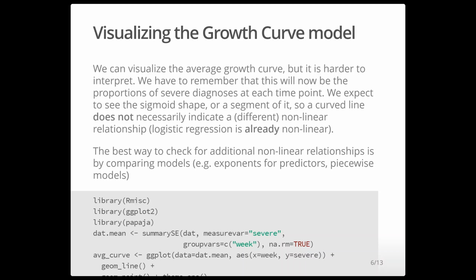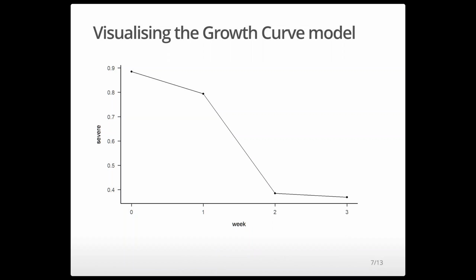So the best way to really check for additional nonlinear relationships, like if you need to include exponential terms or a piecewise model, is to test those if you have some intuition that they might be the case, and just use likelihood ratio tests to try those out. But for the most part, we can just use standard logistic regression with linear terms.